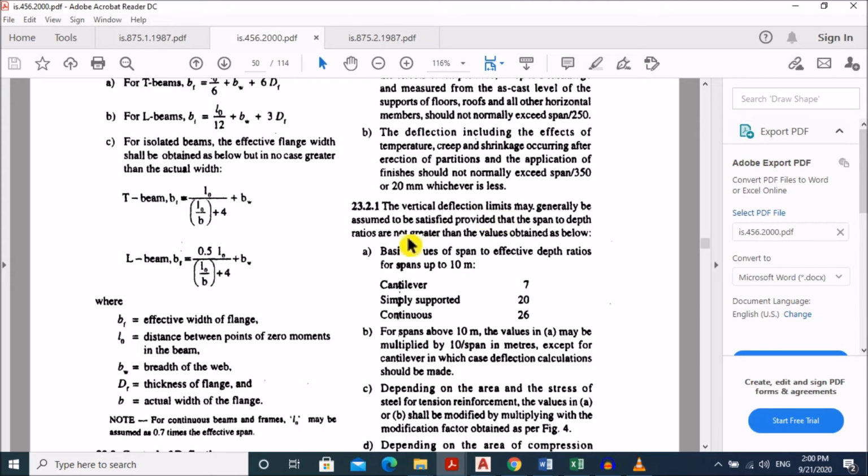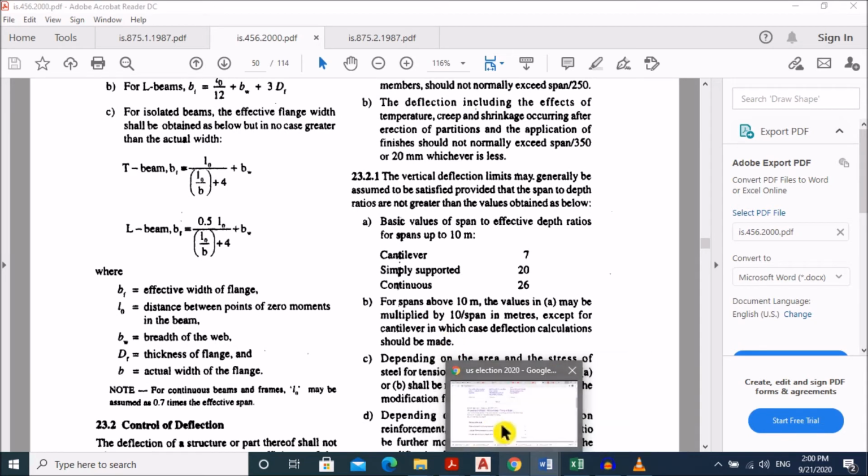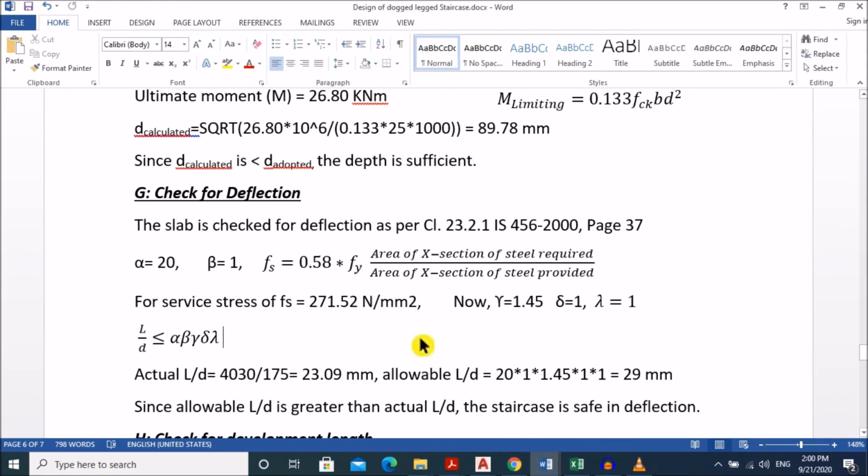As per this A. For B, for span above 10 meter, the values in A may be multiplied by span by 10 meter, except for cantilever. In this case, our span is less than 10 meters, so we have to keep the value 1. This is the value of beta. Beta should be 1. Now gamma.